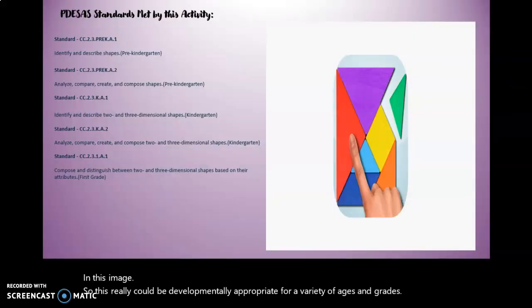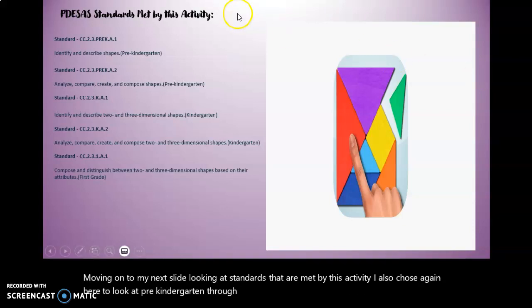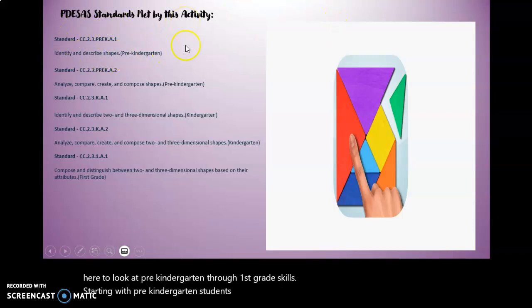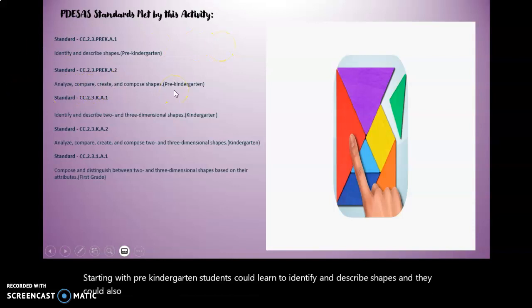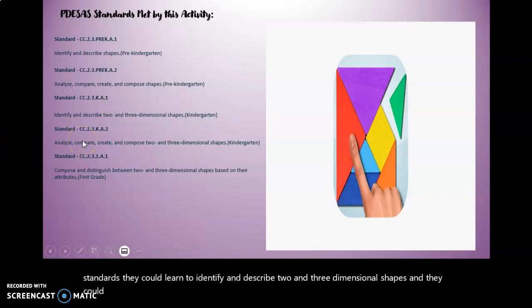Moving on to my next slide, looking at standards that are met by this activity. I also chose again here to look at pre-kindergarten through 1st grade skills. Starting with pre-kindergarten, students could learn to identify and describe shapes, and they could also learn to analyze, compare, create, and compose shapes. Looking at the kindergarten standards, they could learn to identify and describe 2- and 3-dimensional shapes, and they could also analyze, compare, create, and compose 2- and 3-dimensional shapes.